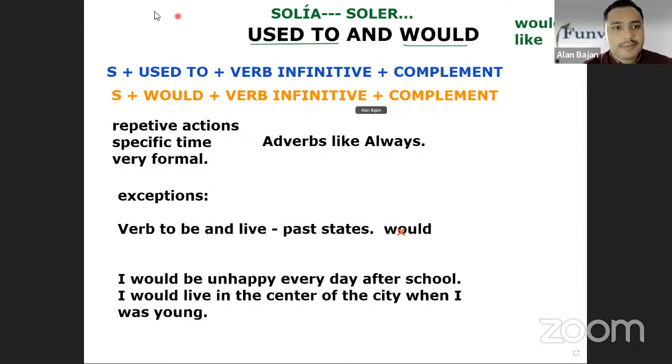And remember that would is very formal. We commonly use the expression used to all the time, but you can find would in books, you can find it in speeches, and you can find it in some narrators from the church or narrators telling you a story. But in an informal, casual conversation, I don't use would. I use used to.